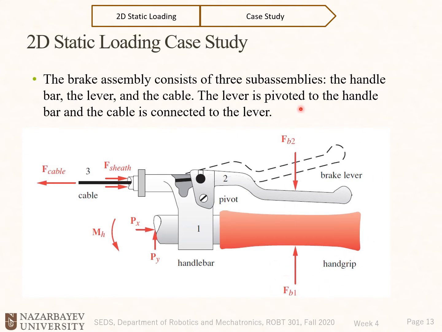We have FP1 and FP2. These are the forces applied by the hand grip of the human. Here we have the force of the cable. And here the handlebar is connected to the main steer of the bicycle, to the body of the bicycle. If you want to disconnect the handlebar from the body, we need to apply two forces and one moment. Why? Because it's a two-dimensional case. We only have force of X and Y and moment of Z. Okay, so this will be a free body diagram of the whole assembly.